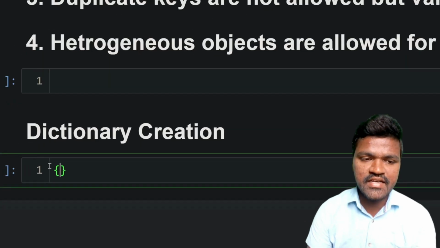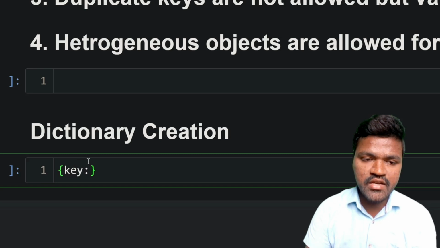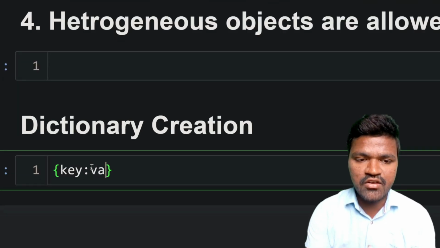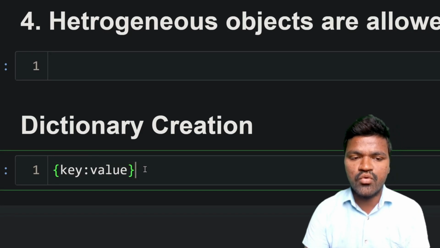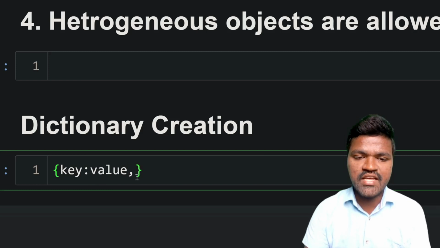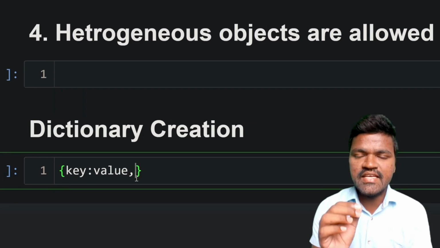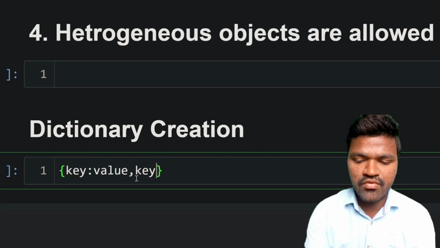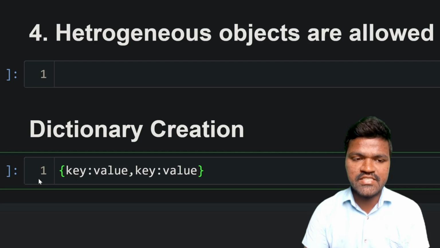In a dictionary, you have a key, and you need to use a colon to separate key and value. This is the skeleton of a dictionary. In this format we will have all the key value pairs. After that, you use a comma to separate each key value pair. Like that, you can have any number of key value pairs. In this way we will have a dictionary.